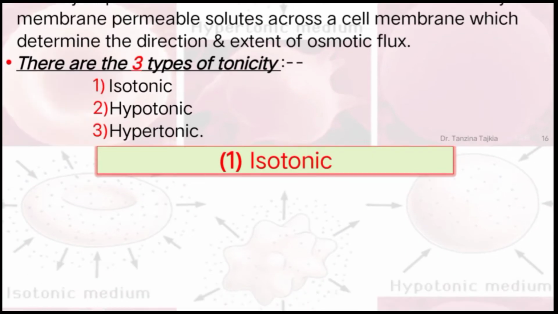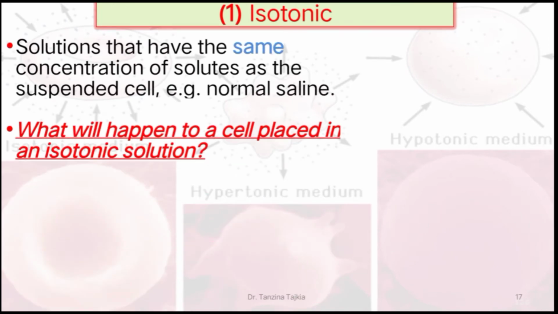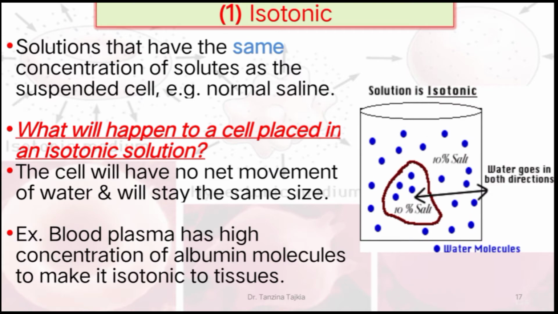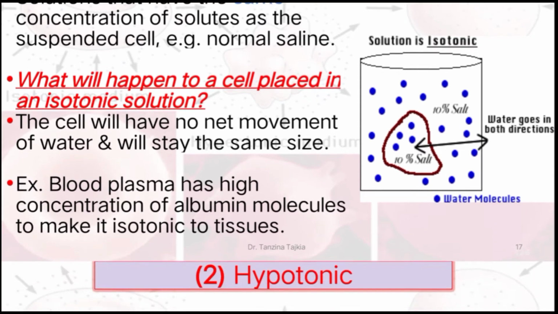At first, isotonic. An isotonic solution has the same concentration of solute as a suspended cell. That means normal saline. What happens when a cell is placed in an isotonic solution? The answer is the cell will have no net movement of water and will stay the same size. An example is blood plasma, which has a high concentration of albumin molecules to make it isotonic to tissues.